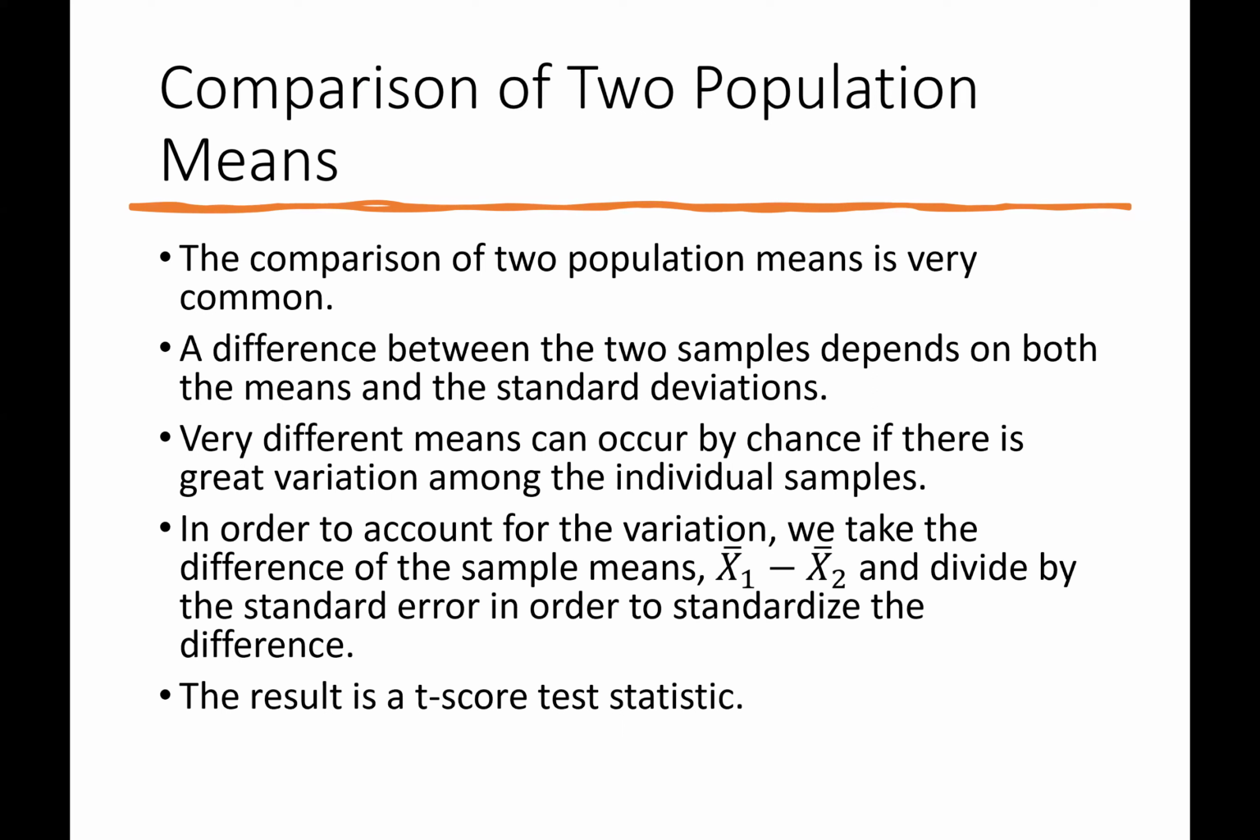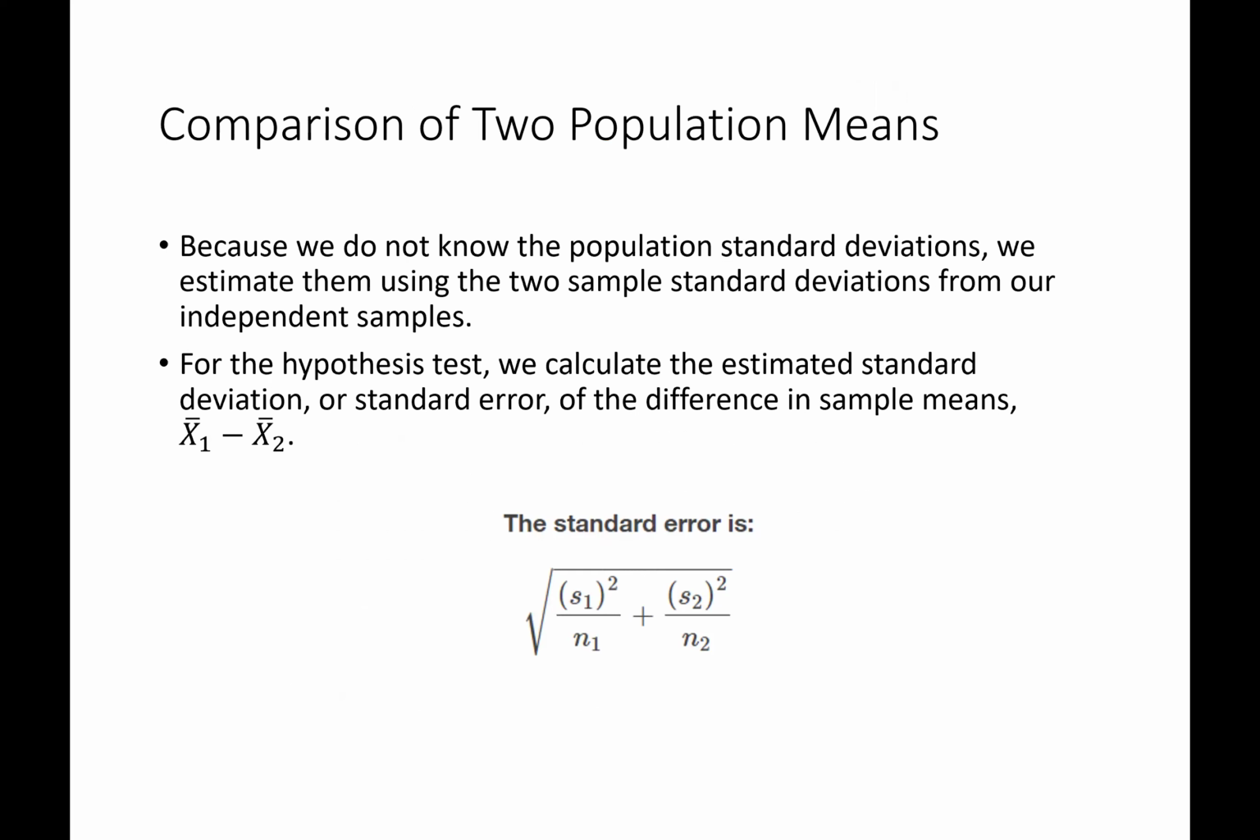In order to account for the variation, we take the difference of the sample means, x bar subscript 1 minus x bar subscript 2. The bar over the top of the x indicates that it is a sample mean, and divide by the standard error in order to standardize the difference. The result is a t-score test statistic. And this is how it's calculated. Because we do not know the population standard deviations, we estimate them using the two sample standard deviations from our independent samples.